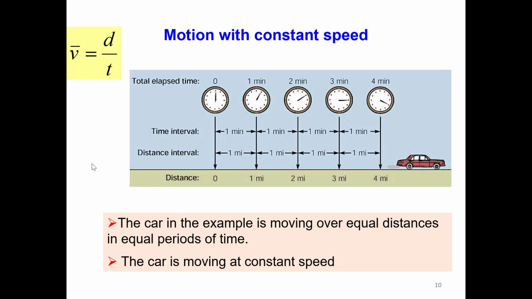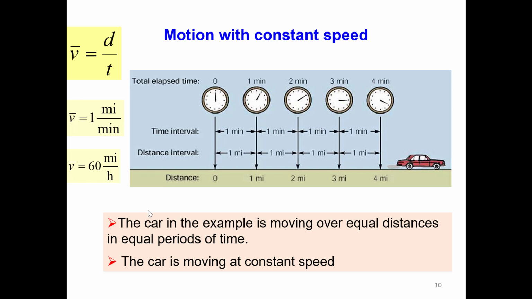And now what will be the average speed? The average speed will be the distance, which is 1 mile, divided by the time, which is 1 minute. Then it's 1 mile per minute. Another way we can express this, yes, is the same thing, because we have 60 minutes in 1 hour. Then we can also say, and we are saying the same thing, the average speed of this car is 60 miles per hour.